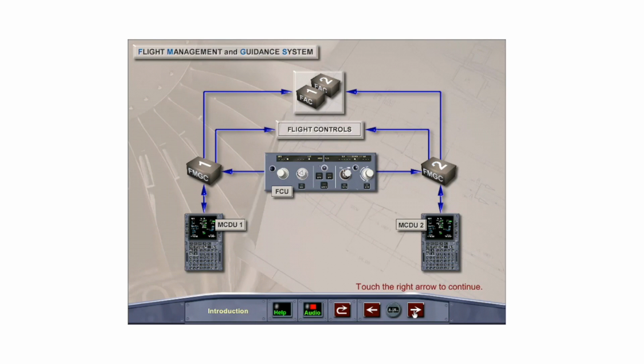The Flight Management Guidance System is comprised of two Flight Management and Guidance Computers, or FMGCs, two Multipurpose Control and Display Units, or MCDUs, one Flight Control Unit, or FCU, and two Flight Augmentation Computers, or FACs.